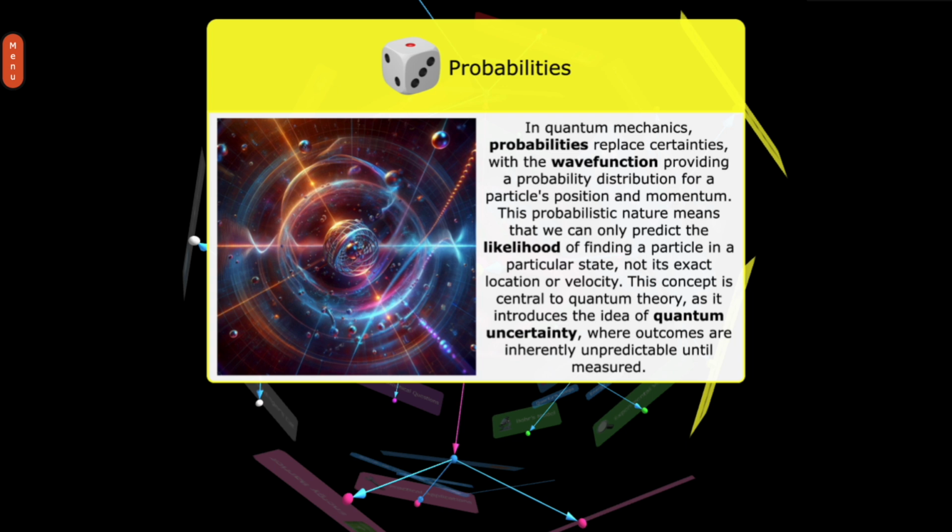In quantum mechanics, probabilities replace certainties, with the wave function providing a probability distribution for a particle's position and momentum. This probabilistic nature means that we can only predict the likelihood of finding a particle in a particular state, not its exact location or velocity. This concept is central to quantum theory, as it introduces the idea of quantum uncertainty, where outcomes are inherently unpredictable until measured.